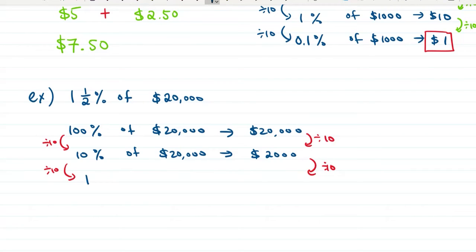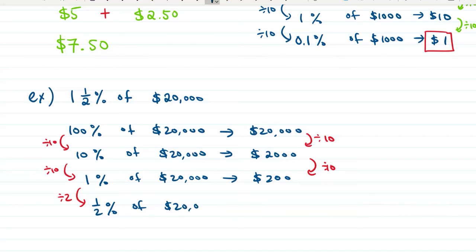10 divided by 10 is 1%, and it will be $200. So we got $200 for 1%. So we got a whole number part. We just need to find a half percent. So half percent can be found by dividing by 2. So we'll do that again. Divided by 2 this time. So it will be half percent of $20,000, and it is $100.